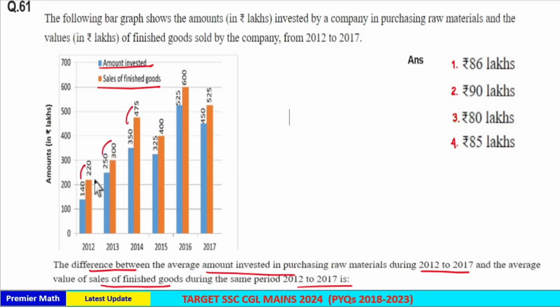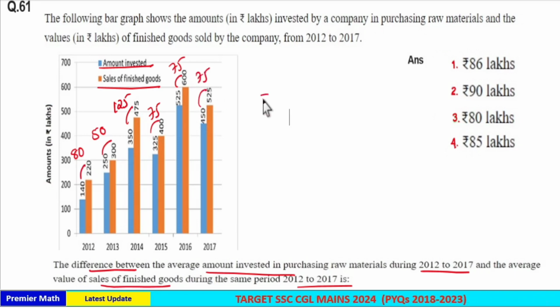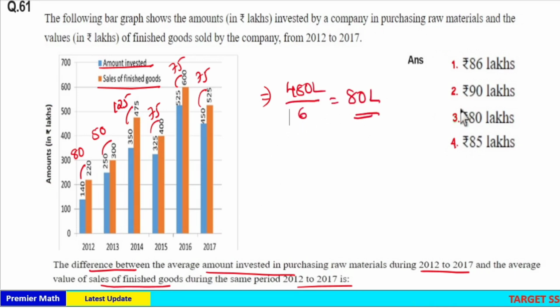Difference between 140 and 220 is 80. Here it is 50. Here it is 50 plus 75, 125. Here 75. Here also 75. Difference between 450 and 525 is 75. Now take the sum of all this, which is equal to 75 plus 75, 150. 150 plus 200, 350. 350 plus 50, 400. 400 plus 80, 480. So 480 divided by total number of years, which is 6, is equal to 80. So 80 lakhs. Option 3 is your answer.